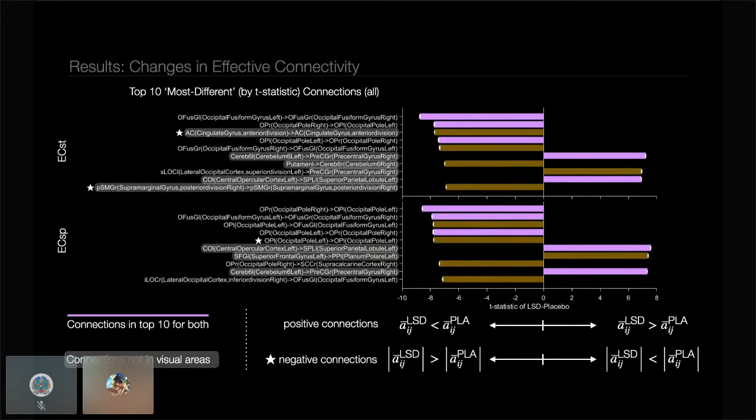But there are some important connections that don't involve visual areas, like the self-connection for the anterior cingulate gyrus and the connections to subcortical regions. So those ones would be highlighted in a gray box. The stars are labeling self-connections, which happen to be the only negative connections. And these ones have the opposite directionality on this plot from the positive connections in terms of their relative magnitude.